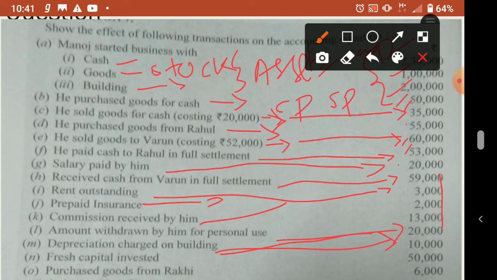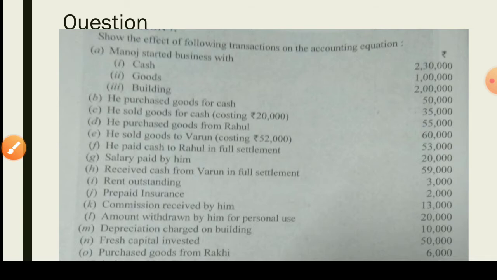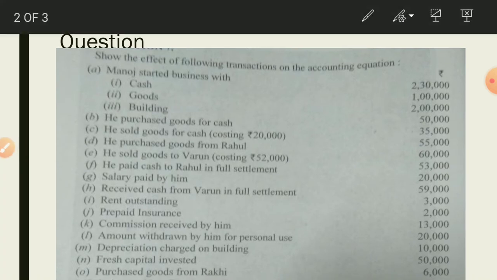Then fresh capital invested. So additional capital invested in the business. That is how much? 50,000. Then purchased the goods from Rakhi. They purchased the goods from another person, Rakhi. Okay, I think this much only. Yeah, that is the last one. So these are the transactions.